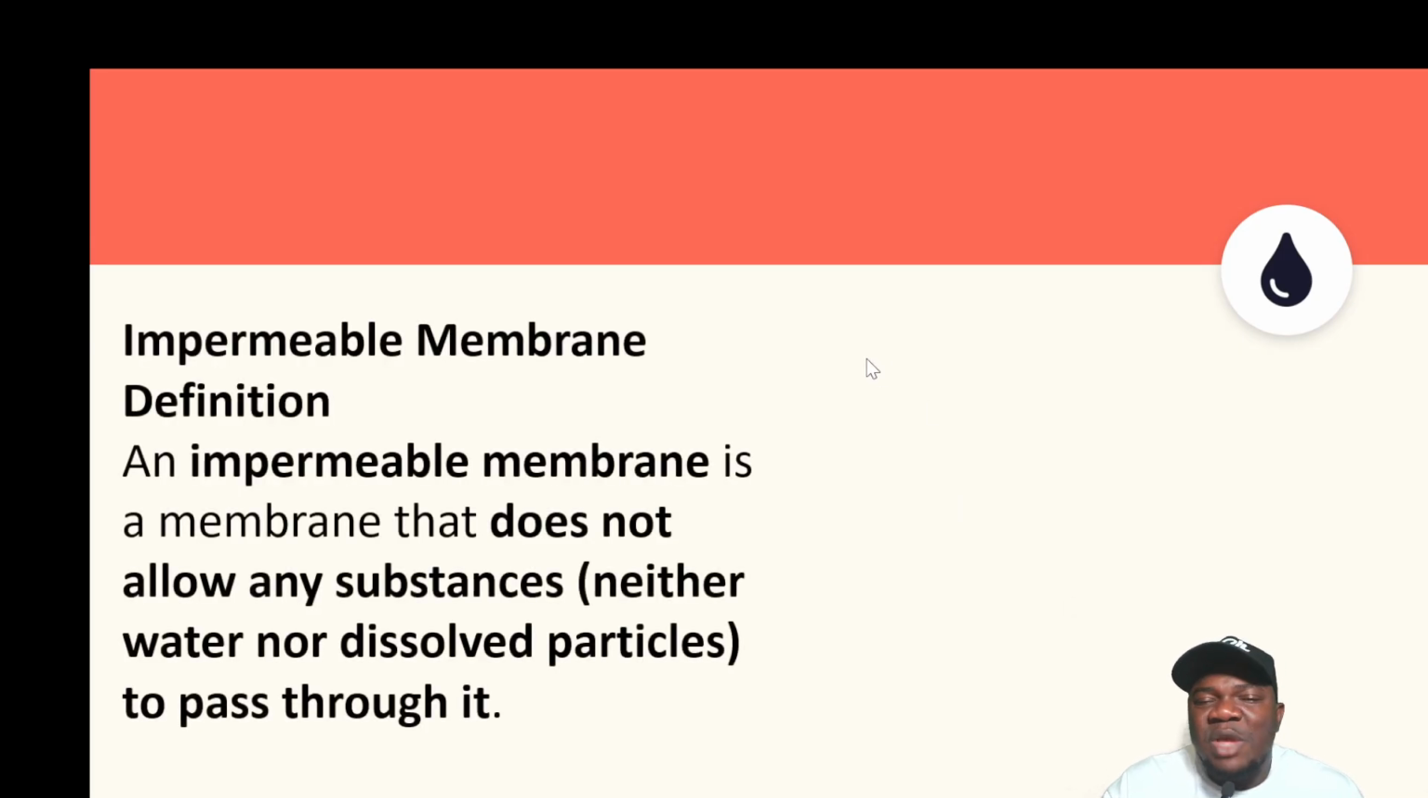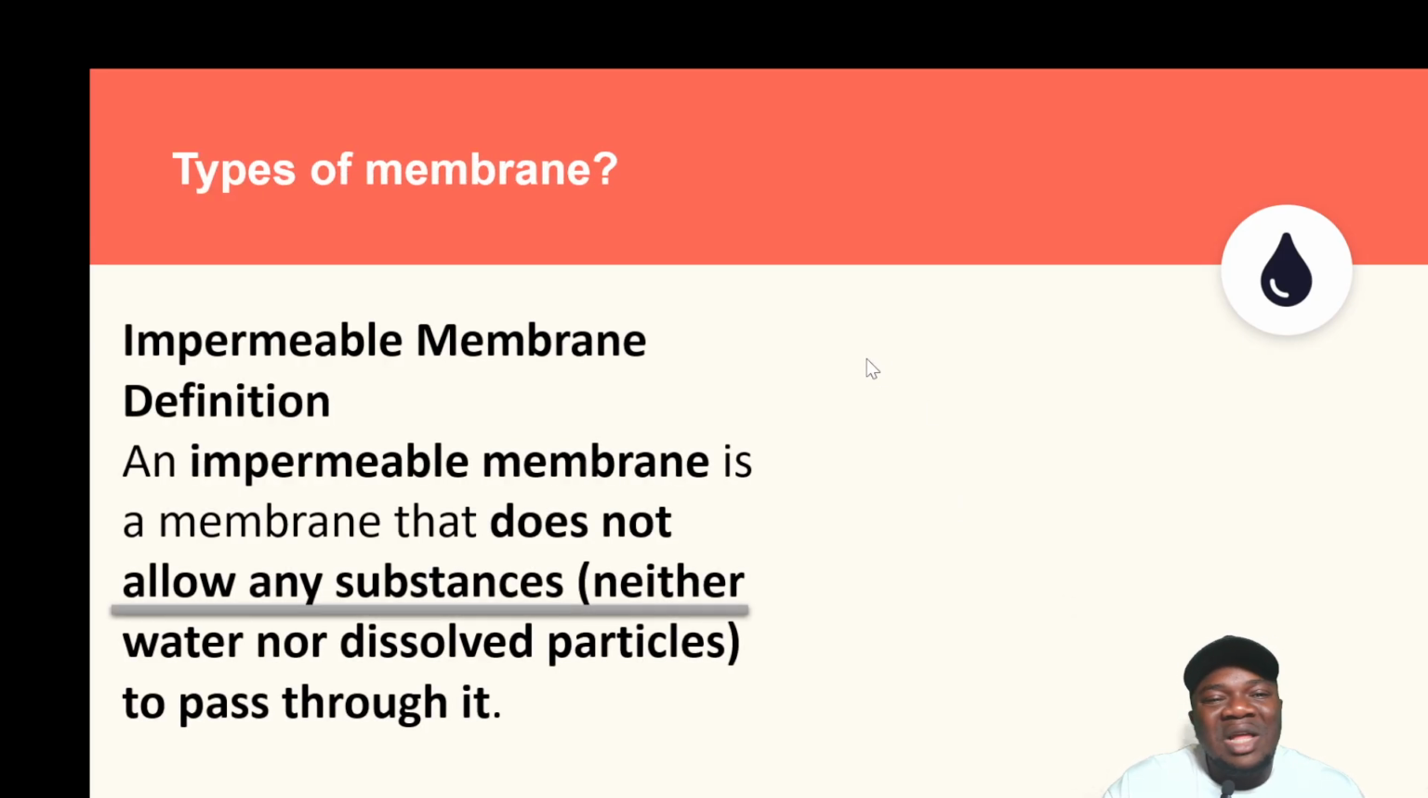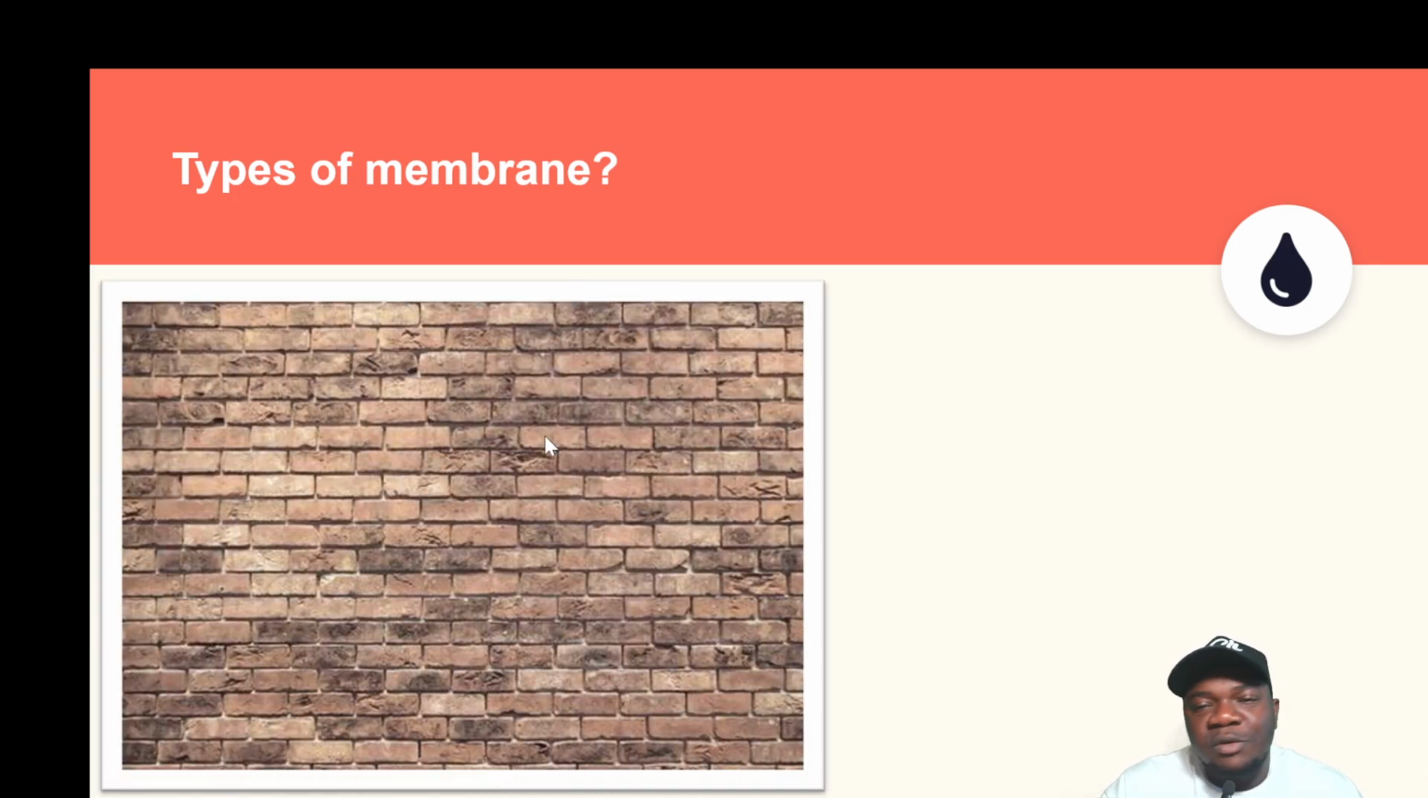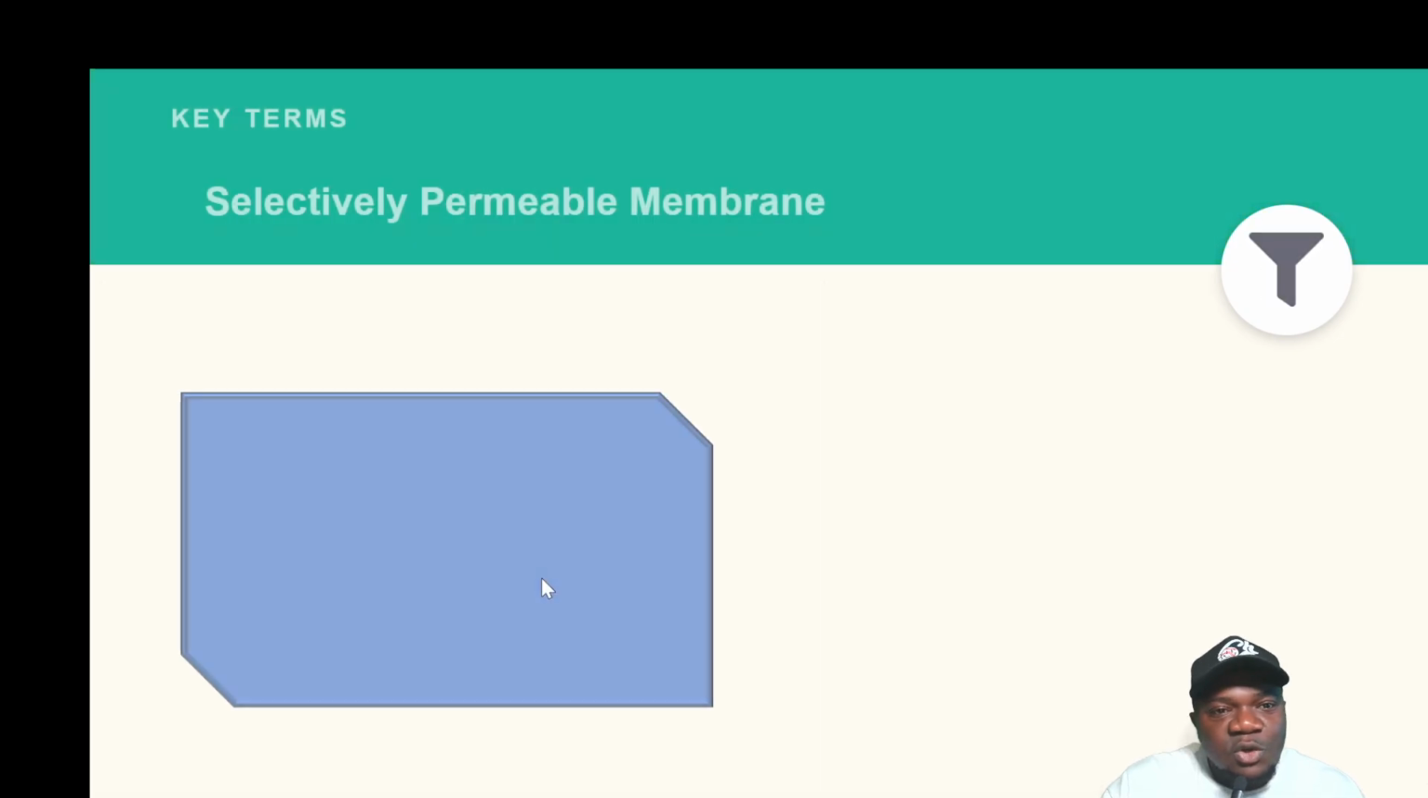How about something impermeable? When it's impermeable, it means it does not allow any substance to pass through it. For example, a brick wall is impermeable because nothing can pass through it.